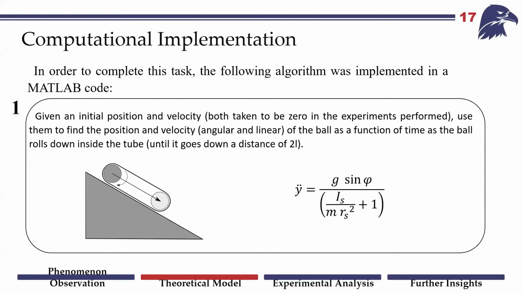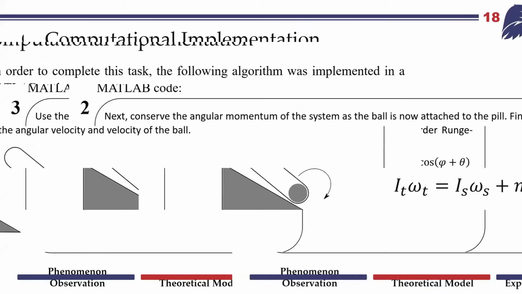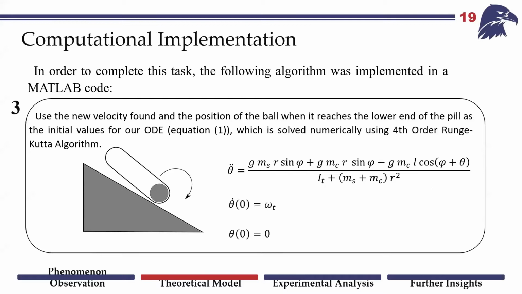So we use a MATLAB code, and this one is pretty easy. We keep track of position as a function of time just by integrating this directly 2 times. Then when it hits the other end, we conserve angular momentum and we transform linear momentum into angular momentum by the equation given. And that gives us a new initial rotational velocity. Then next, we have the equation of motion, and given the initial conditions, we take theta initially to be 0, and then we just integrate it until it's 2 pi.